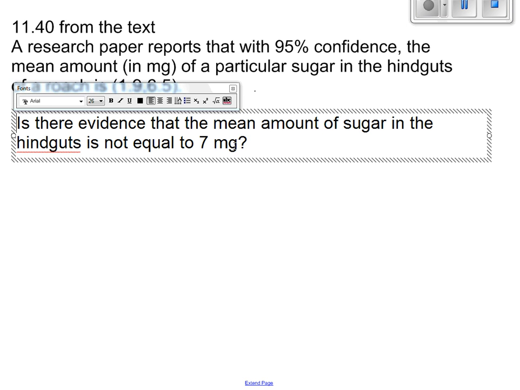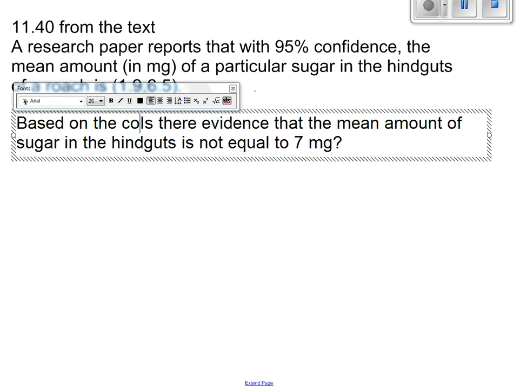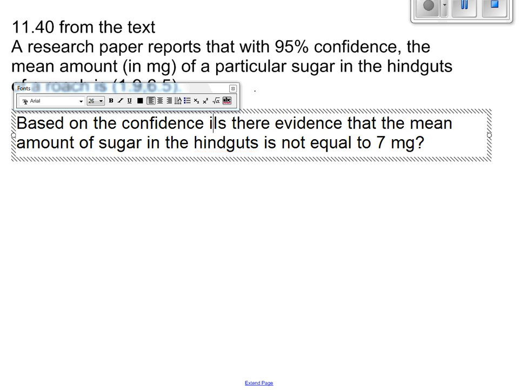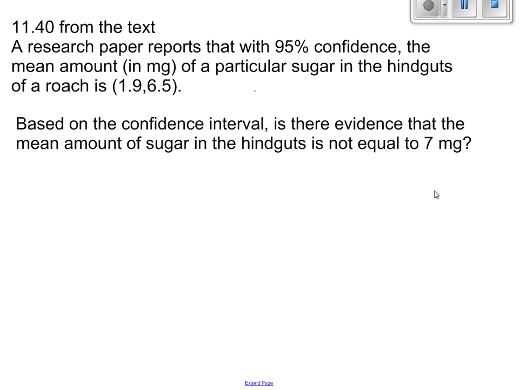And I'm just going to edit this question right here, because it would say somewhere: based on the confidence interval, is there evidence that the mean amount of sugar in the hindguts is not equal to 7 milligrams?